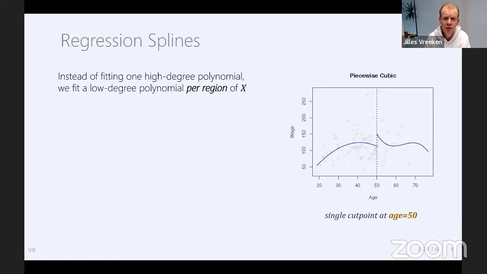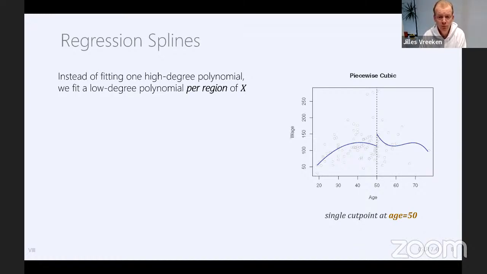That creates a weird discontinuity over here. If somebody is one day before their 50th birthday, we would predict that they have a wage of 110,000 monies. But if they're one day after their 50th birthday, they're all of a sudden predicted to make 150,000. That's a little bit odd. That is behavior that you do not want in your machine learning model.